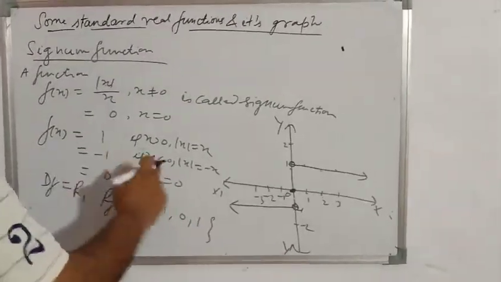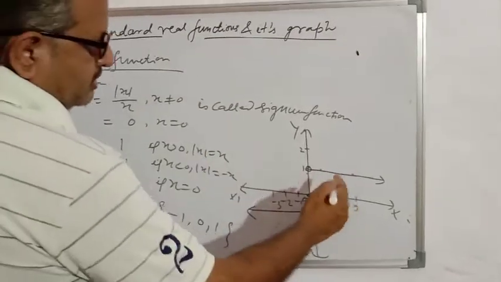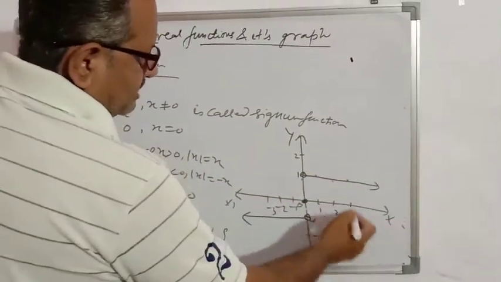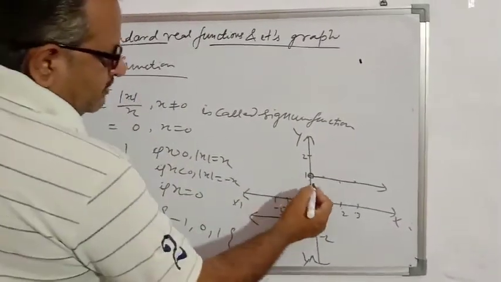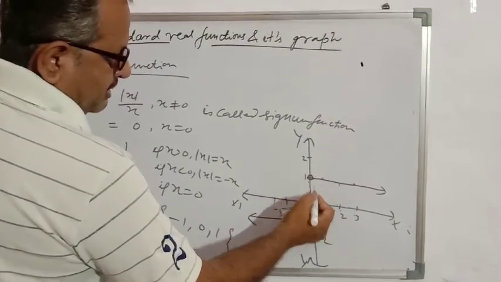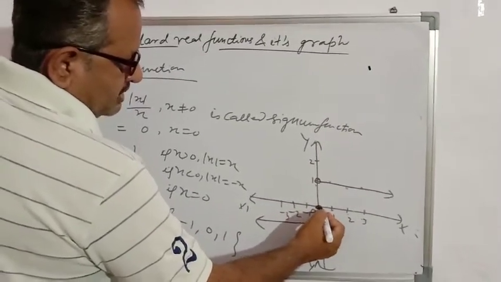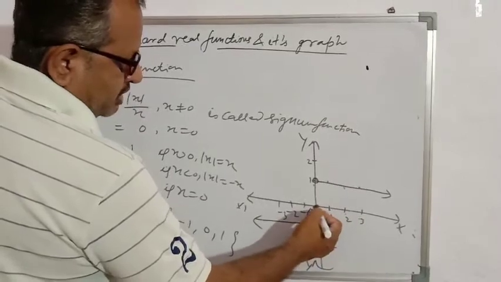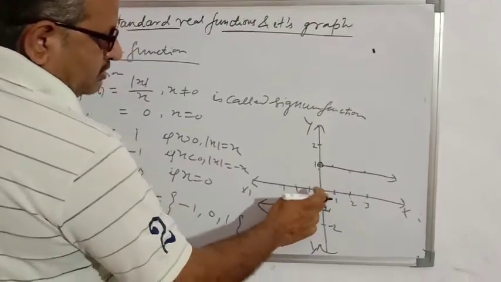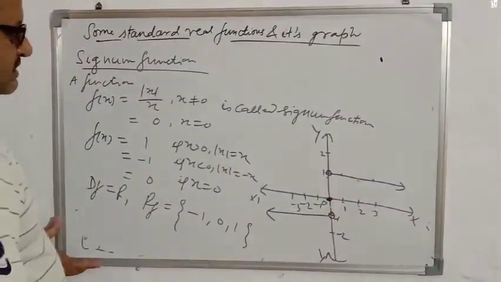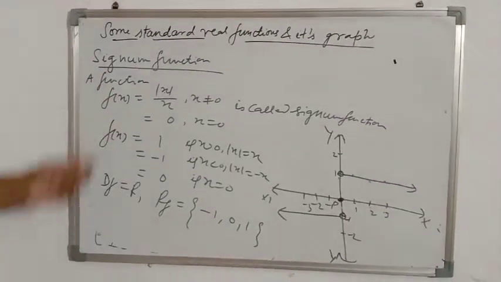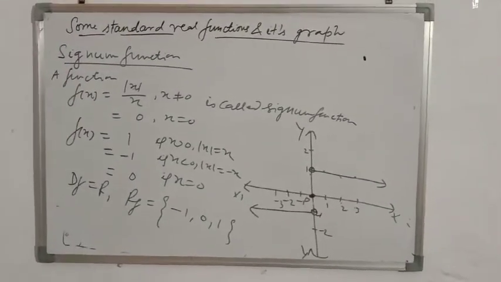So greater than 0 it is 1. 1 means constant function. So we will draw a line parallel to x axis, constant function. But we will not make here a dark circle because we have to take the value of x after 0, greater than 0, not equal to 0. At x equal to 0, its value is 0. So this is the graph of signum function.